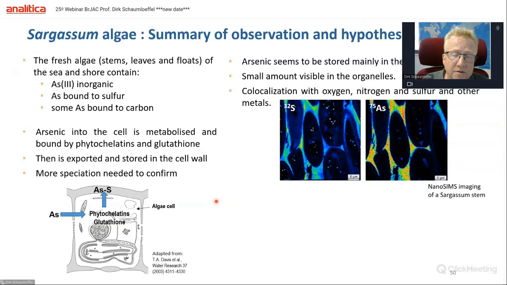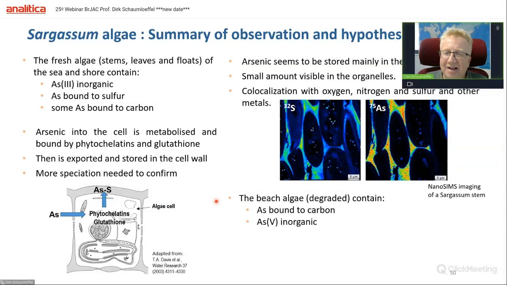It's only a hypothesis that arsenic goes into the cell, is metabolized bound to phytochelatins or glutathione, and then is exported and stored in the cell wall. More speciation and spatially resolved speciation is needed to confirm this, and I have to say I don't have new data on that yet, because these experiments are running today and this weekend at Diamond Synchrotron in Oxford, where we want to see where the arsenic speciation is. We want to do imaging and arsenic speciation at the same time, but hopefully next week we have the data on that. Today I cannot present it to you. Sorry.